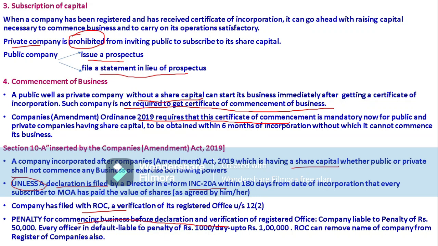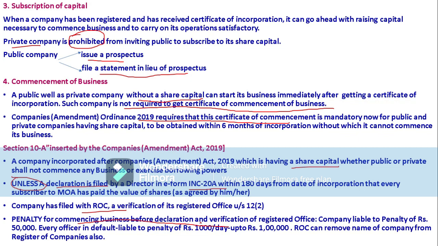For commencing business before the declaration, that is, before the certificate of commencement is issued, the company shouldn't start. If it does, a penalty will be levied on that company, and every officer should pay 1,000 per day. And if the registrar is satisfied that all provisions have been complied with, then he will issue the certificate of commencement of business to the company.